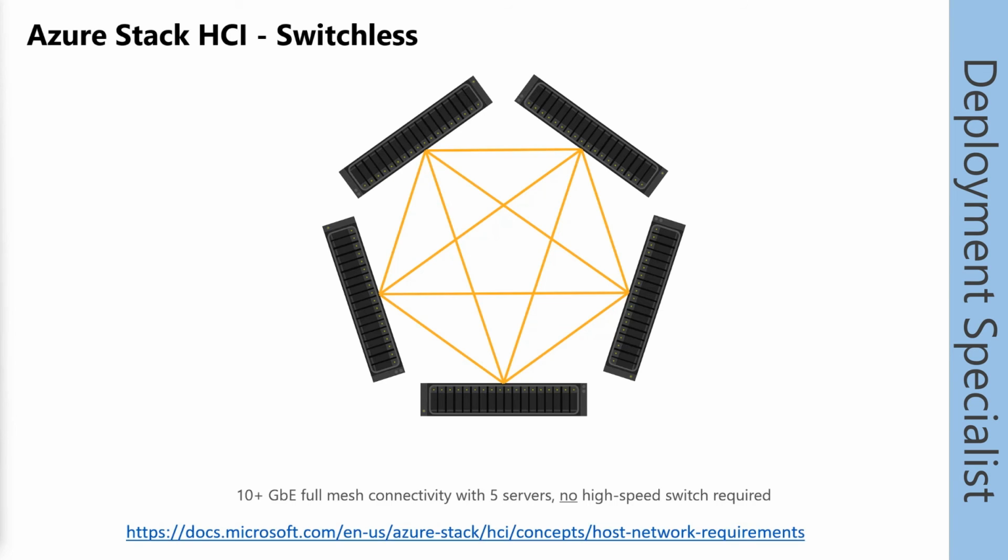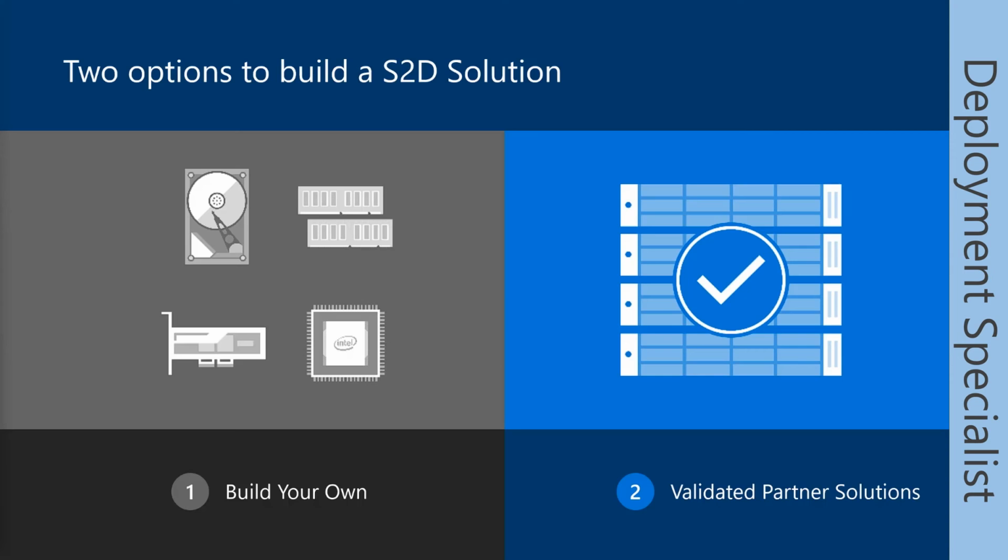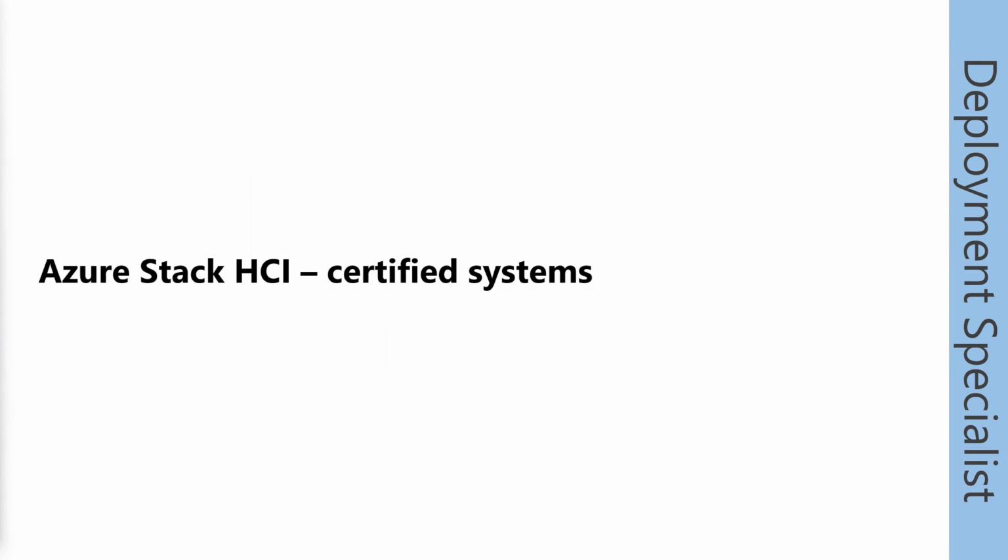When we combine what we have learned in this module about the hardware requirements, we can build an Azure Stack HCI solution on our own. So we can select the CPUs, the memory, the network interface cards, the host bus adapters, the drives based on what we have learned. Or the recommendation is to use a certified, validated partner solution. And these Azure Stack HCI certified systems can be found in the Azure Stack HCI catalog.